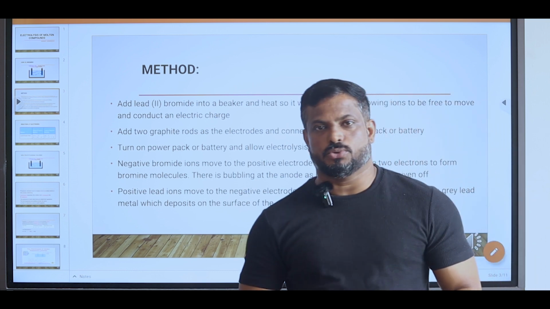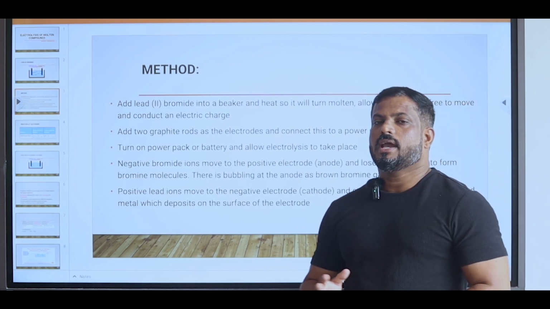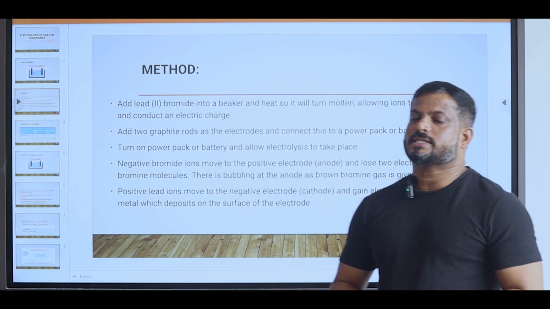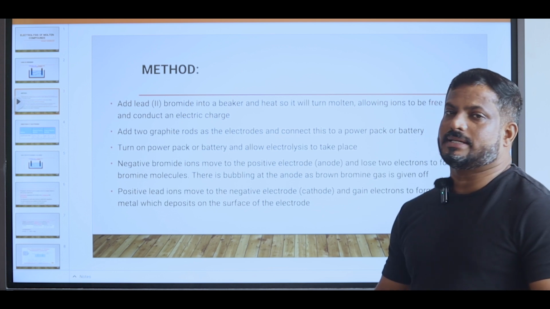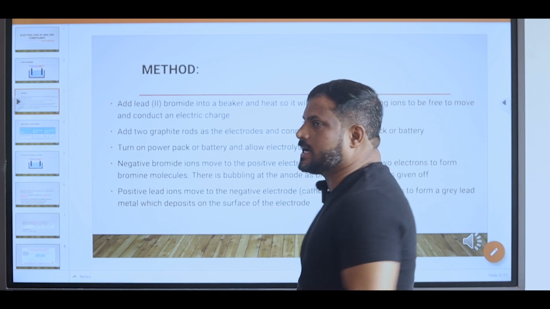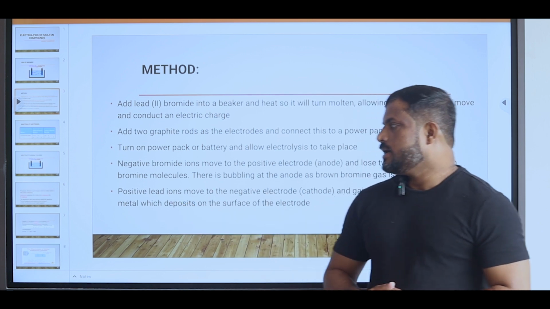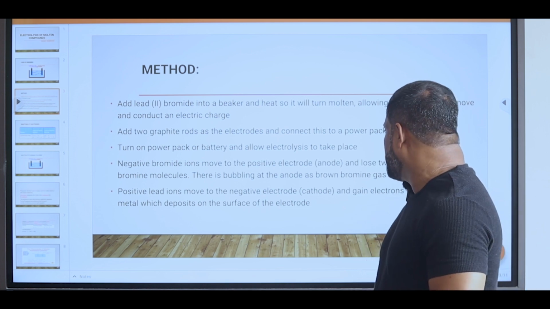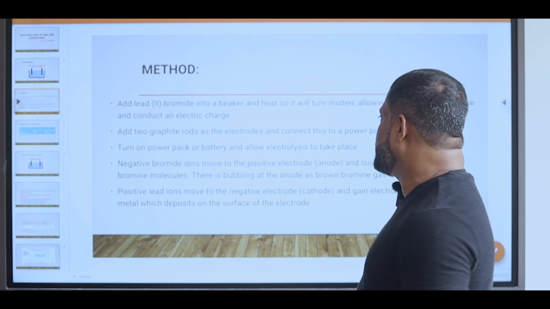Once the electricity passes through, it will split up into lead Pb2+ ion and bromide ion Br-. Negative bromide ions move towards the positive electrode, that is the anode, and lose electrons and turn to bromine molecules. This bromine molecule comes out in the form of brown fumes because it is a gas. Then positive lead ions move towards the negative electrode, that is the cathode, and gain electrons, and lead will be deposited on the surface of the metal.